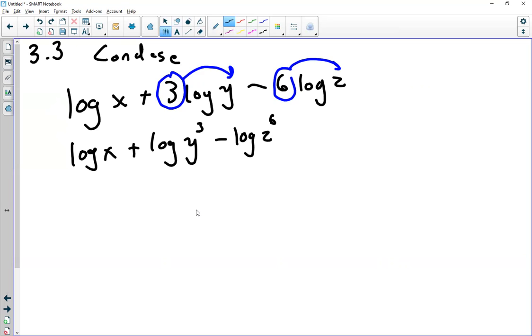This moves up to the exponent. The number in front becomes the top. Z to the 6th power, y to the 3rd power. Okay.